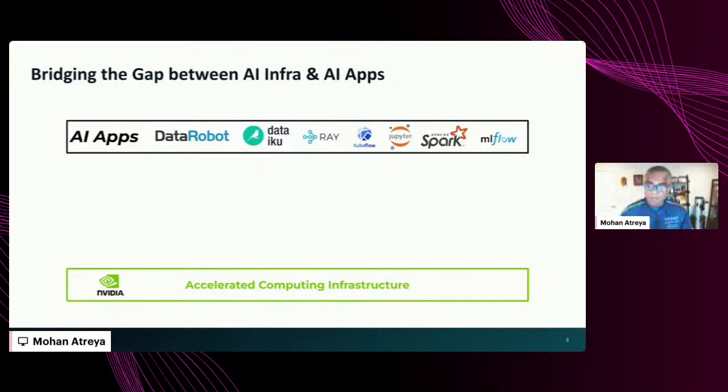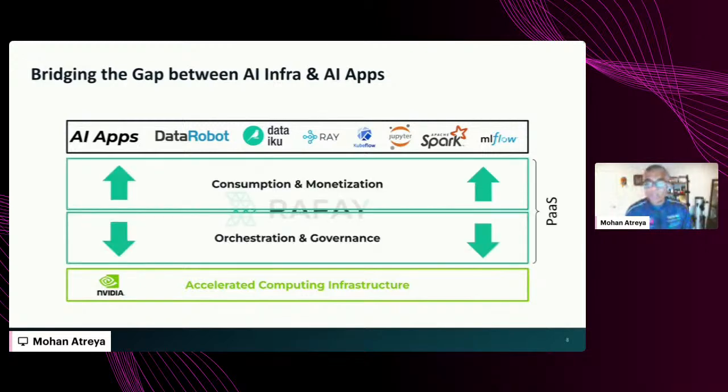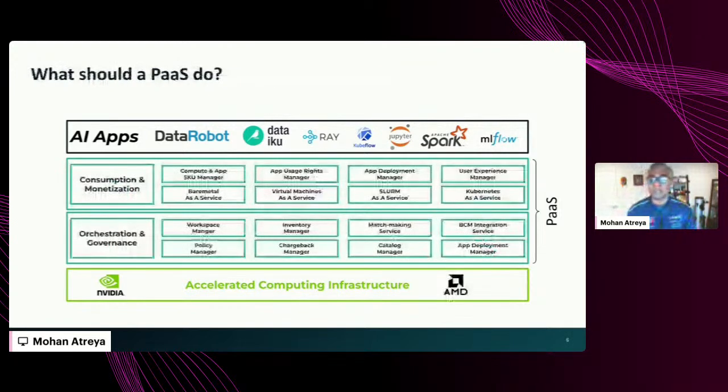And right at the bottom, you have accelerated computing infrastructure. And the company says, well, we've got some GPUs, right? Maybe 50 GPUs. And what you need in the middle is this PaaS. What does that PaaS do really, right? It will help with two problems: orchestration and governance, and consumption and monetization. And you might be thinking, what the hell does that mean really, right? What this really means is this, right?